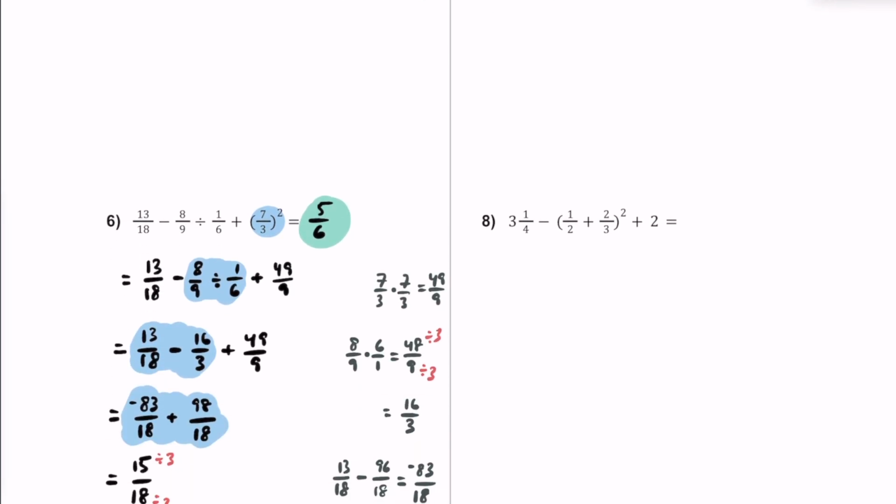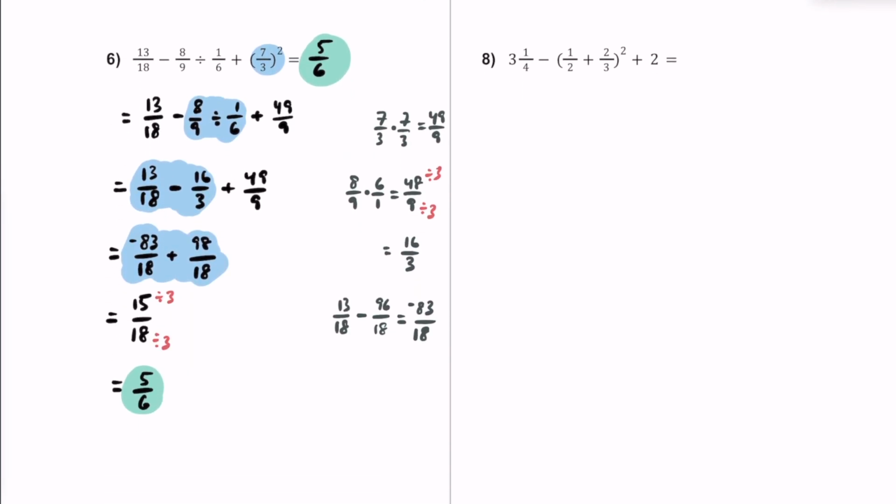All right, here's one final problem. For this one, let's start with the parentheses first here. So let's add this 1/2 and 2/3. These common denominators are going to meet at 6 for the first time. So let's do times 3 times 3. If we do that, that's going to end up being 3 over 6.